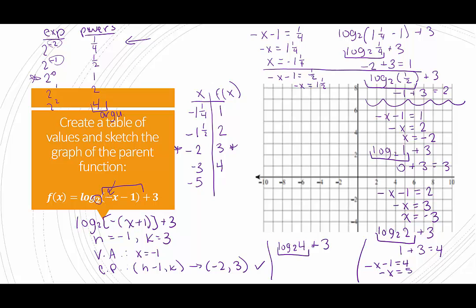So what would I raise 2 to give me 4? That would be 2 squared. So we get 2 plus 3, which equals 5. Now we're ready for our graph.